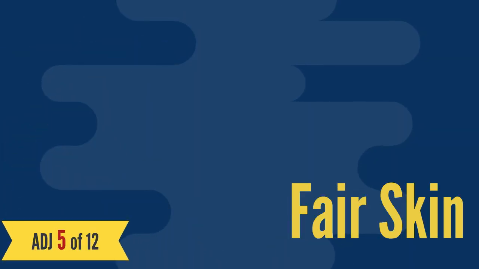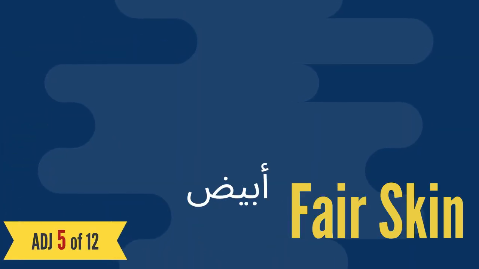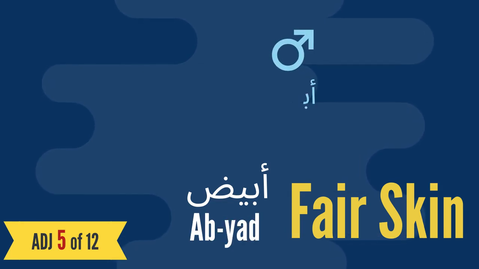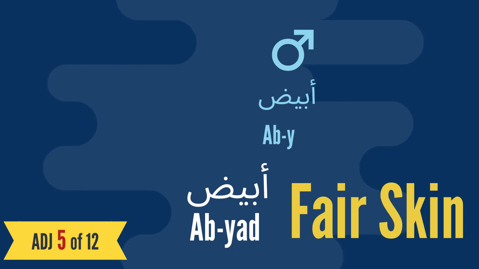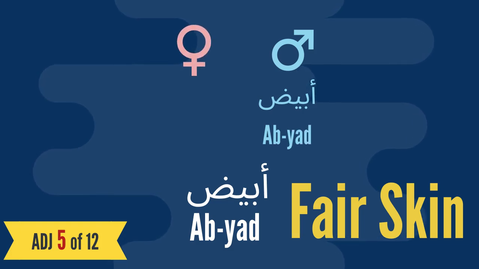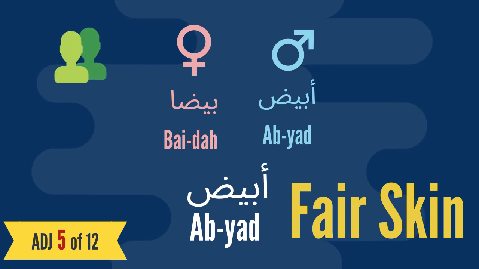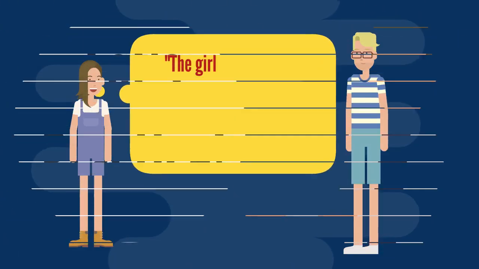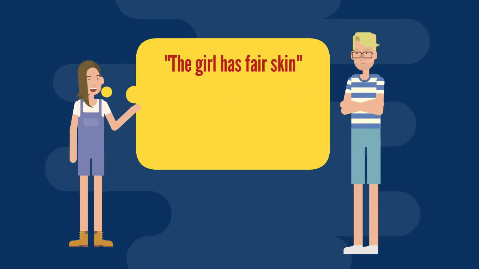All right, next is fair skin. أبيض. For male, أبيض. For female, بيضة. And for plural, بيض. Let's practice. The girl has fair skin. البنت بيضة.